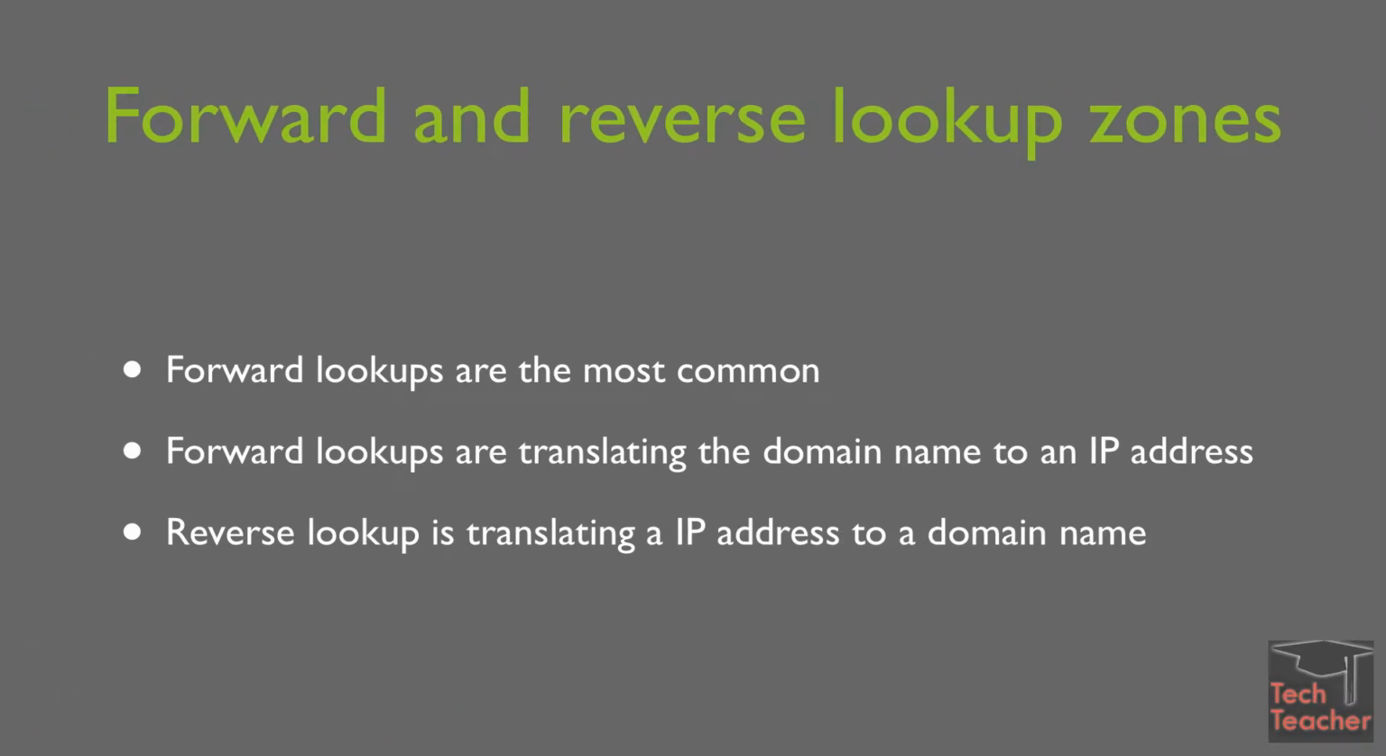So what are forward and reverse lookup zones? Well, forward lookup zones are the most common. This is because forward lookups are translating the domain name into an IP address. For example, if I type ebay.com into my browser, it sends a forward lookup request to the DNS server, and the DNS server returns the IP address for ebay.com where my computer can then go and get the content.